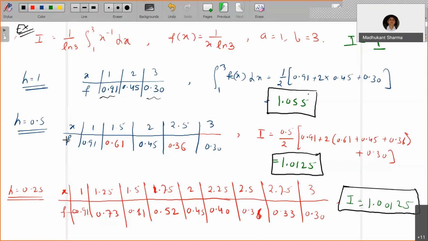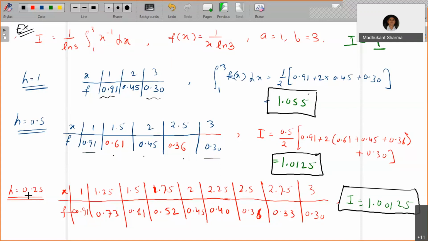Okay, so now, what will that be? I is h by 2 times the first value plus the last value, plus 2 times the sum of these three. So that is going to be 2 times this. If you evaluate this, it's going to be 1.0125. So it's closer than this if you refine the partition.